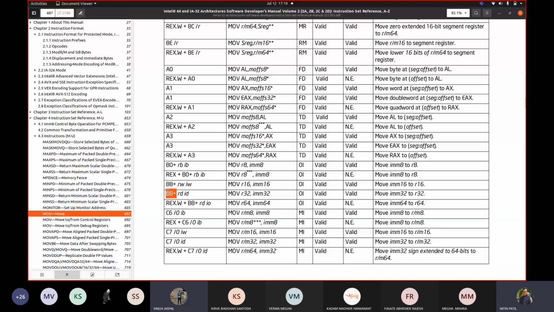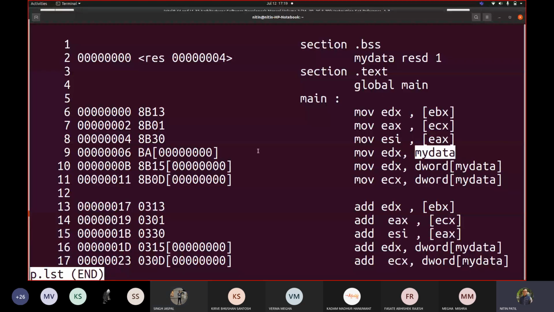Now when we add that register ultimately, what would be the register number for B8? Here we have a 32-bit register, along with a 32-bit immediate data, and that would be treated as a 32-bit value. In this case, my data address will go with EDX, and in the other case, the value at my data would be picked. So this is the difference between both of them. This would be address, treated as an immediate value, and this would be treated as an indirect value.